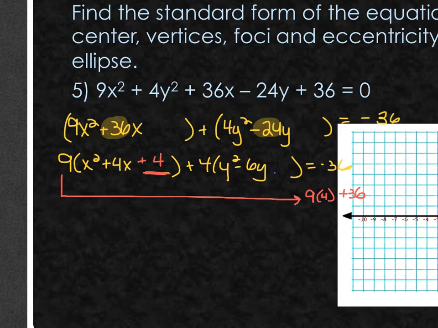Second set of parentheses, I would have 6 divided by 2, that's 3. Square it, that's 9. I'm going to add the 9 here. Again, before I add it to the other side, I have to multiply it times the 4 that's on the front.